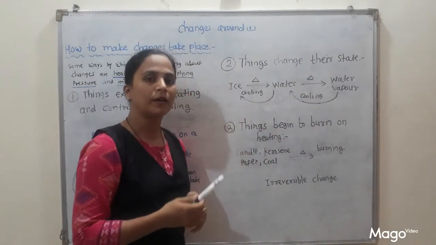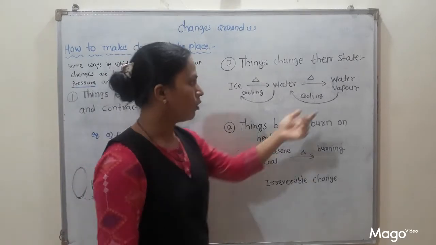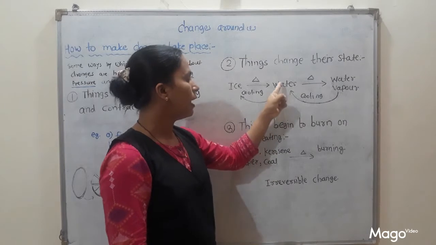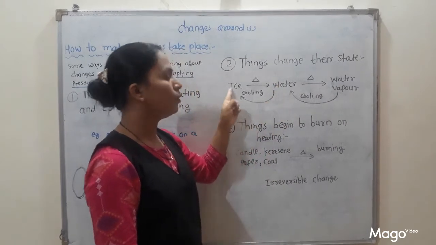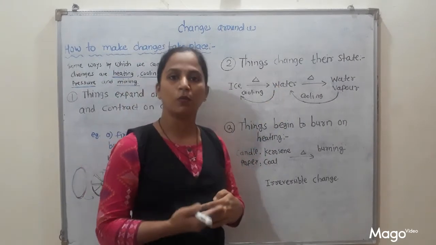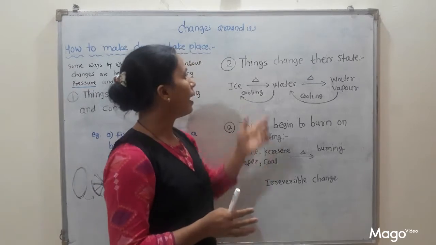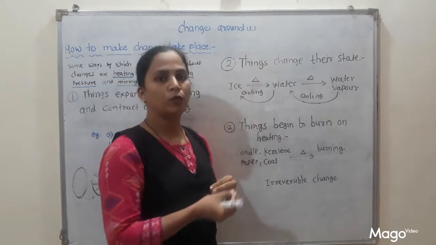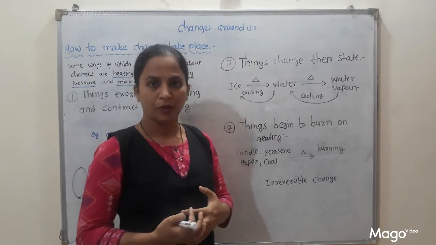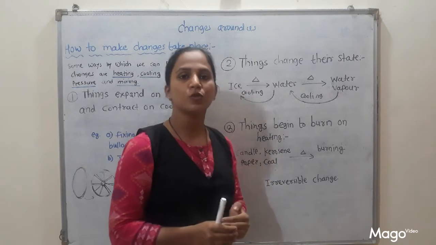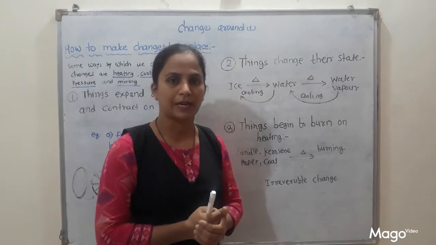But what will happen if we cool that water vapor? On cooling, water vapor gets converted into water and water gets converted into ice, means we can change states of matter by giving heat to them or by cooling them. On cooling, we can change the states of matter. Also on cooling, we can change the state of matter.